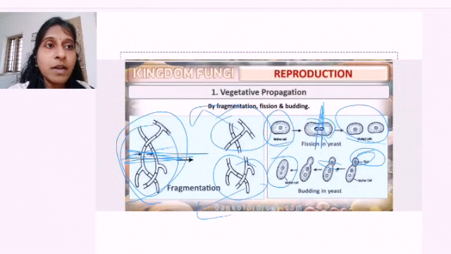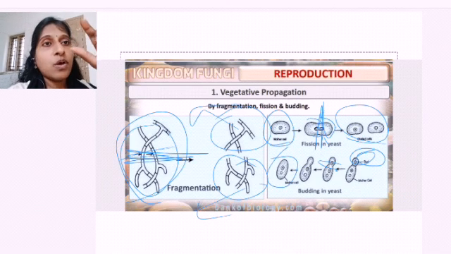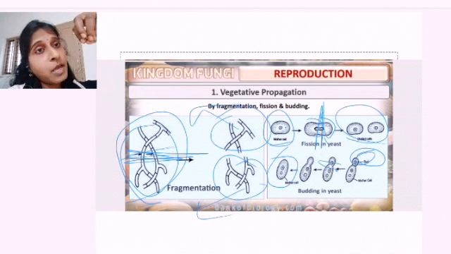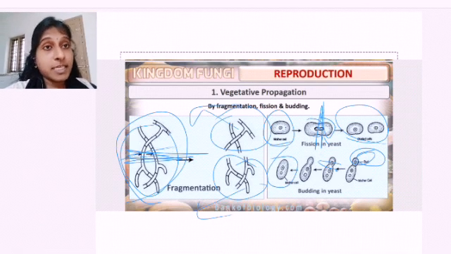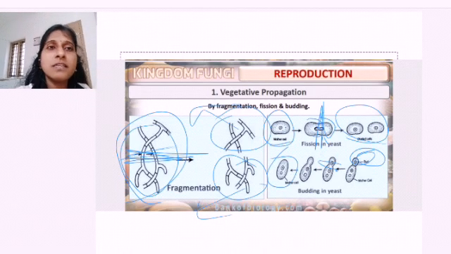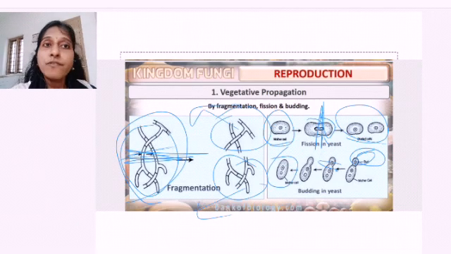So from 1 again I am getting 2. Again that small bud will grow, nuclei will elongate, nuclei will divide into 2, constriction will be there, and again one small bud will be formed. So like this budding is taking place in yeast. So these are the 3 ways by which vegetative propagation takes place in case of fungi, right.